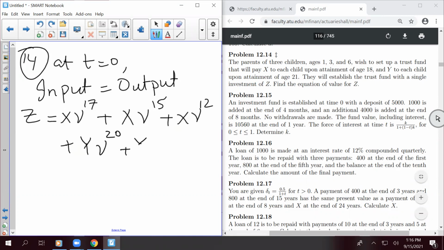And then the second child, who is three now, has to wait 18 years to get the 21 year payment. So that'd be y new 18. And then y new 15. Is that what they have? Because, well, they factor out X and Y, but yeah.